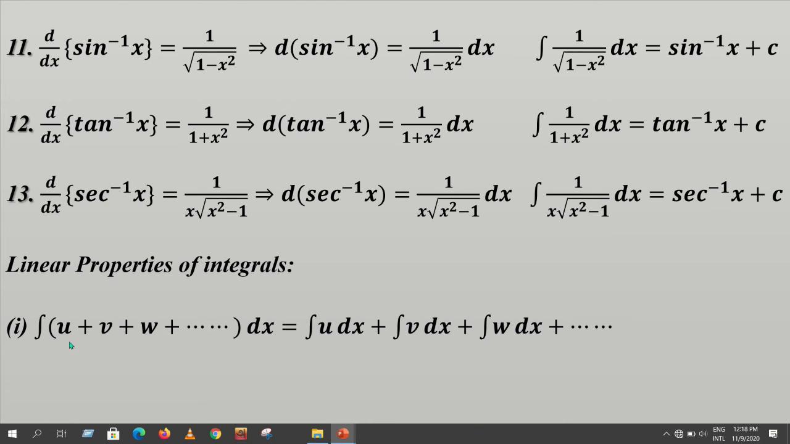Linear properties of integral: integration of u plus v plus w plus so on dx equals integration of u dx plus integration of v dx plus integration of w dx plus so on. Therefore integration of constant times function equals constant times integration of function. This is also applicable for differentiation, because differentiation of constant times function equals constant times differentiation of function. Clear?